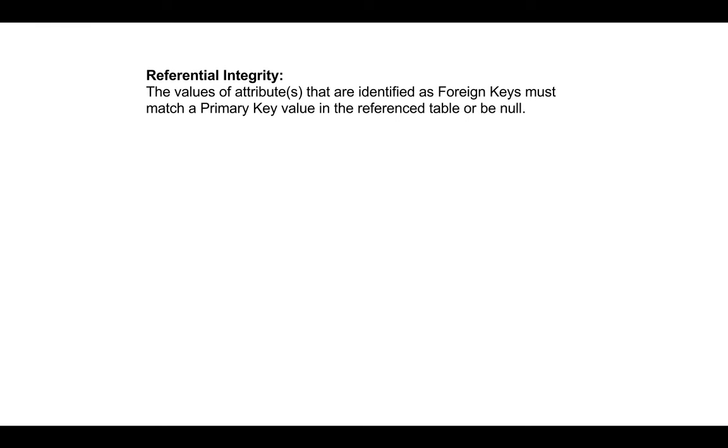Let's talk about referential integrity. The concept of referential integrity is to ensure that the references between two tables are valid. This means that the values of attributes that are identified as foreign keys must match a primary key value in the reference table, or be null. Meaning that you can't just put in any numbers; you have to actually have a number that matches. When you put in a foreign key, it must match what's in the reference table, or you can't input it.